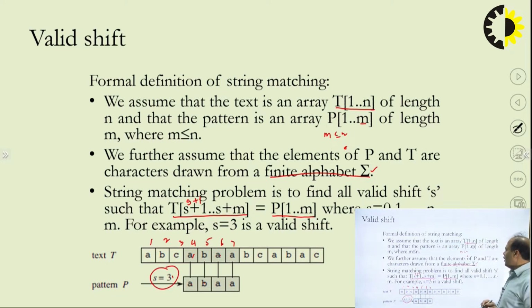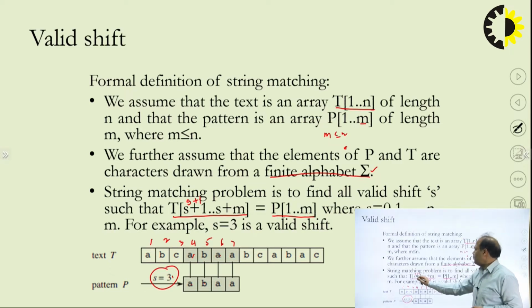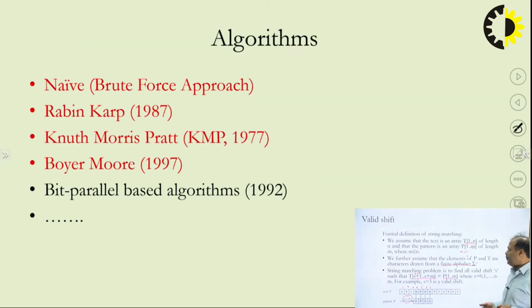So what is a valid shift? Any integer s is said to be a valid shift if text s plus 1, 2, up to s plus m is equal to pattern from 1 to m. Otherwise it will be an invalid shift.